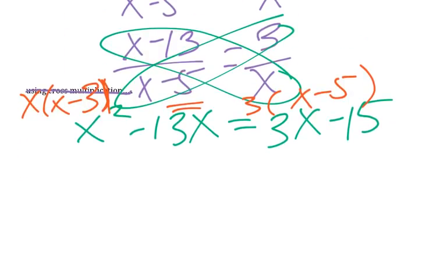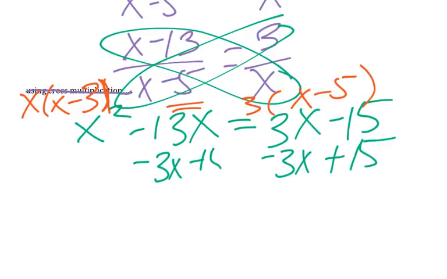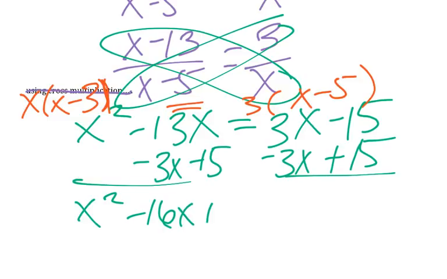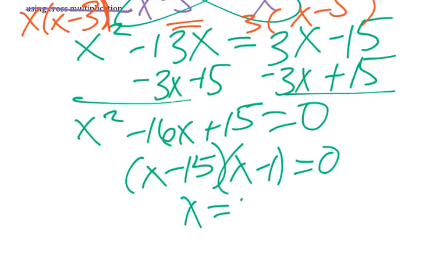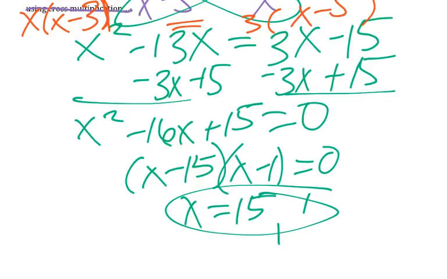So again, it's a quadratic, so we need one side set equal to 0. So I'm going to subtract 3x and add 15. We get x squared minus 16x plus 15 equals 0. It's the same quadratic we got when we used the LCD method. So x minus 15 times x minus 1 equals 0, and x is 15 and 1. So both methods got us the same answers. They're just two different methods.